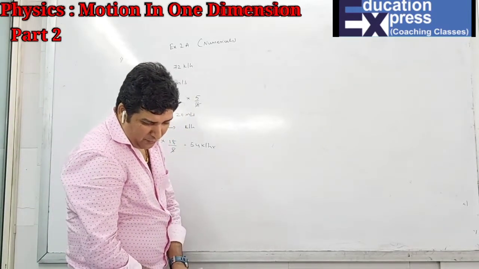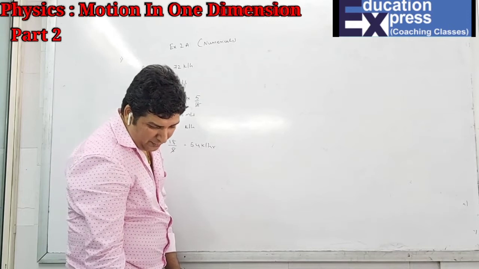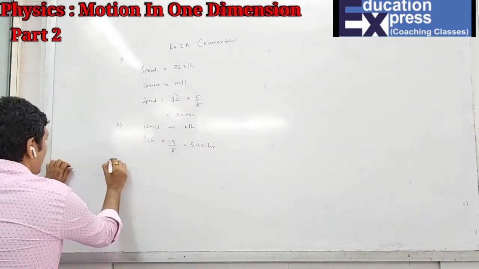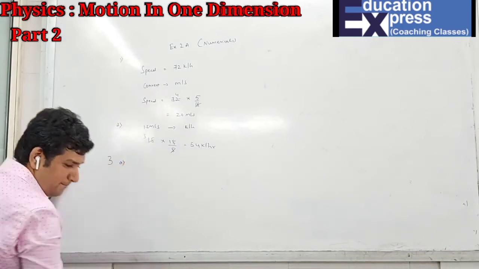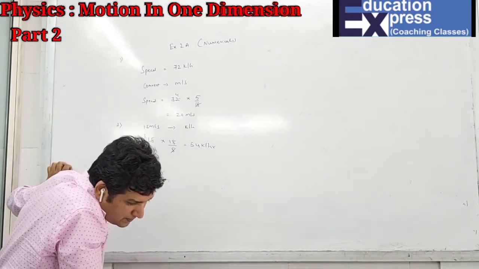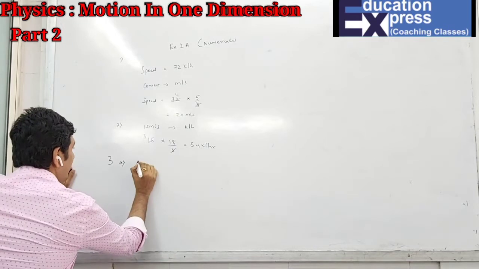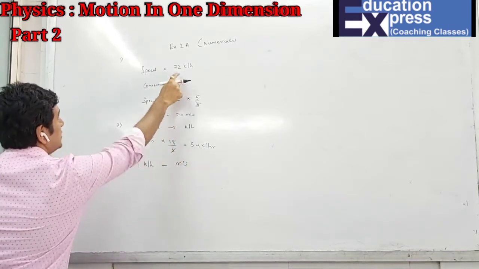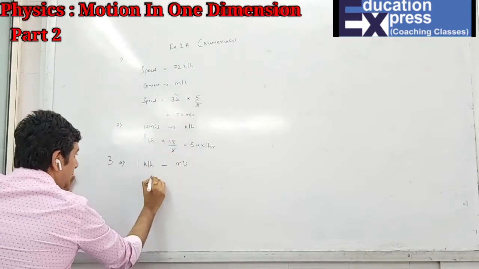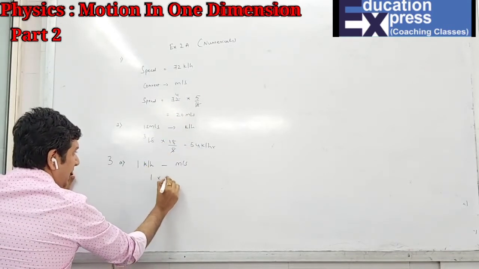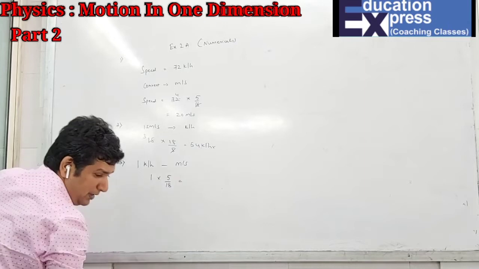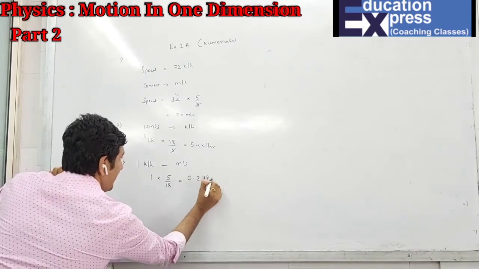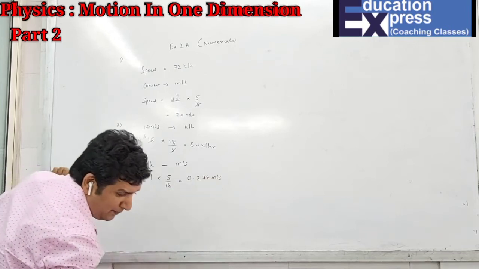Question 3. You have to express each of them in meter per second. They have given A and B. First, third ka A part. Convert 1 kilometer per hour into meter per second. So converting kilometers per hour to meter per second, you have to multiply by 5 upon 18. So 1 into 5 upon 18 is 0.278 meter per second.